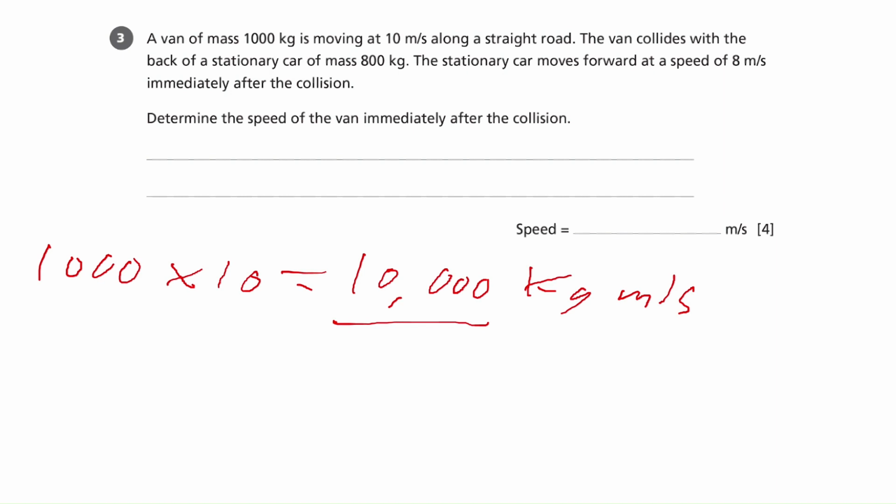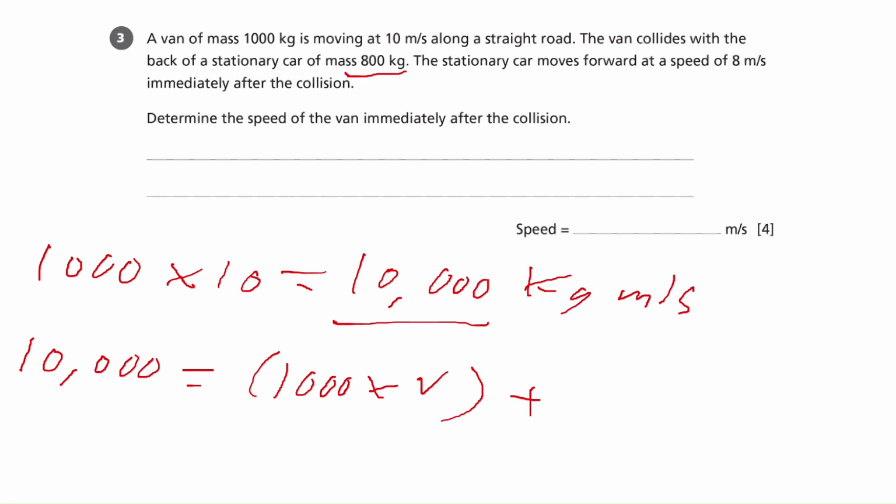So what that means is that 10,000 momentum after the collision equals 1,000 mass of the van times the van's velocity. We don't know what that is, so we'll call it V, plus the momentum of the car. Now the car is now moving, so its mass, remember, is 800. So we can say it's 800 multiplied by 8, because that's the speed of the car now after the collision.